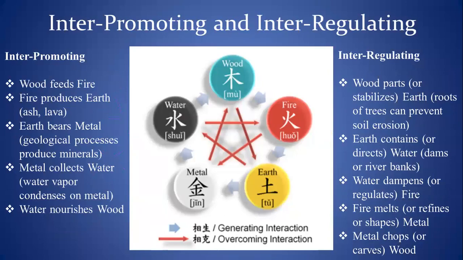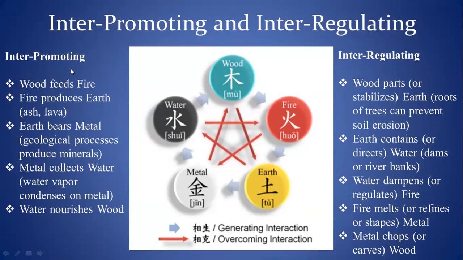So again, into complicated looking diagrams. I bet you weren't expecting this to be so kind of scientific looking. But within the 2 main cycles, they can also be split into subcycles because of course they can. It had to be super complicated. So the first 2 of these subcycles are known as inter-promoting and inter-regulating. And these are when the system is in balance. So this is when the creation cycle and the destruction cycle are both in balance.